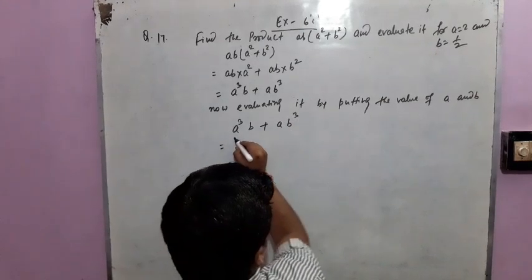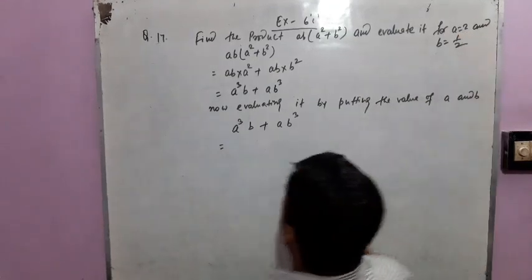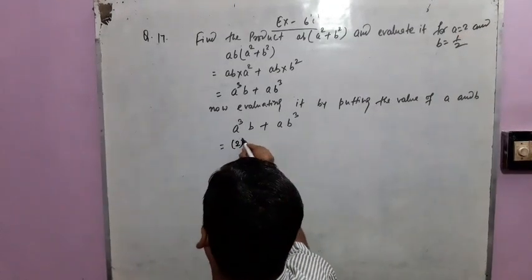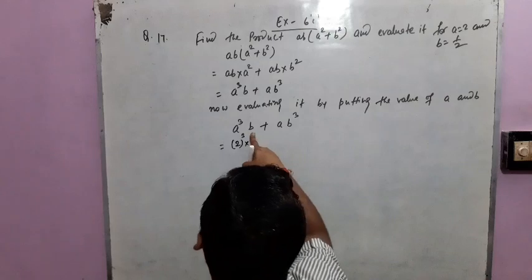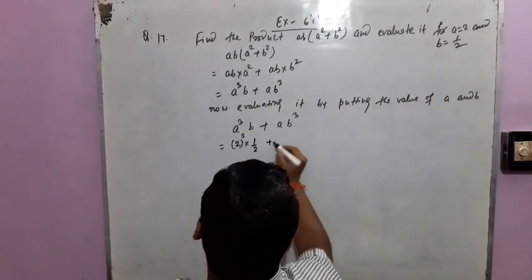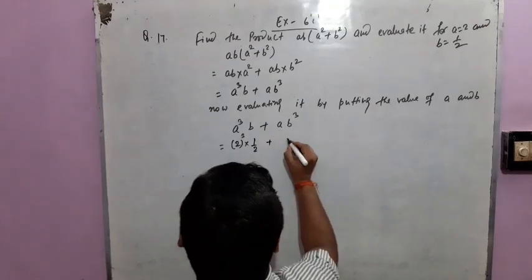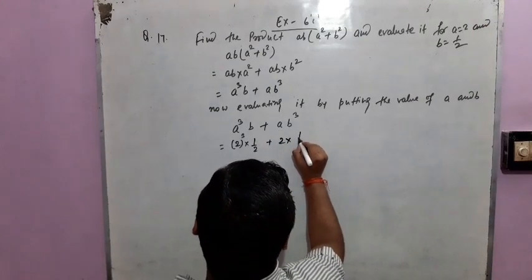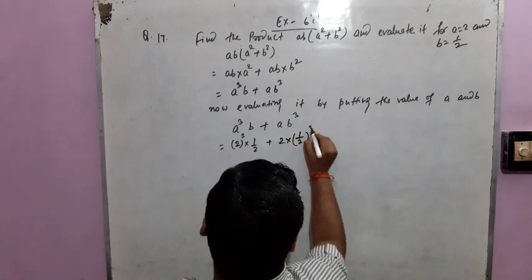What is the value of A here? The value of A is given 2. So make a 2 in the place of A, and make a cube here. What is the value of B? The value of B is 1 by 2. So I am writing here 1 by 2. Again, what is the value of A? 2. And what is the value of B? 1 by 2 whole cube.